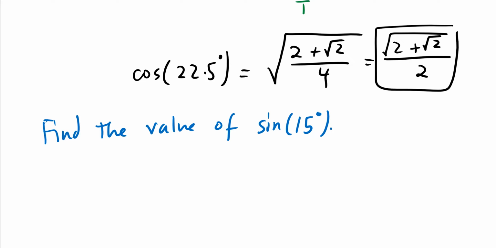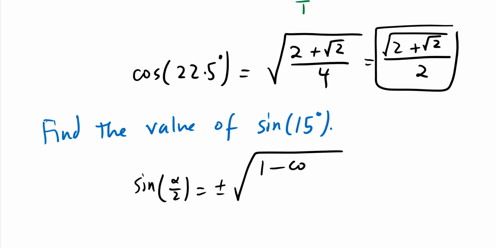So how do you find that out? We need to find the sine of 15 degrees. So think about this. That reminds me of sine alpha over 2. It's plus or minus the square root of 1 minus cosine alpha all over 2.